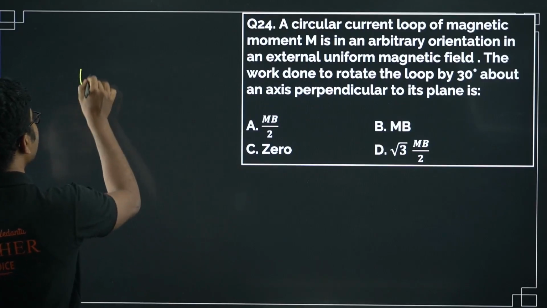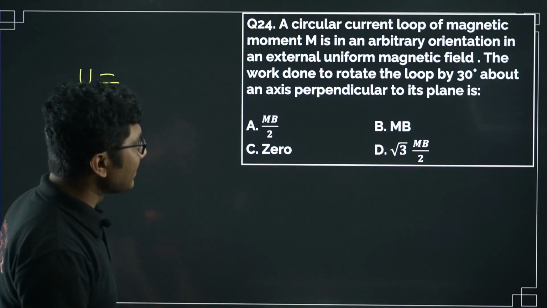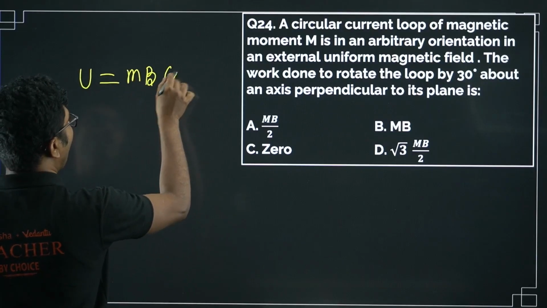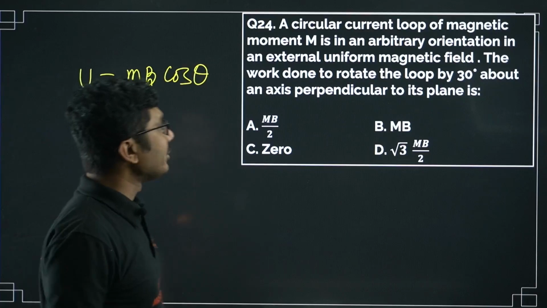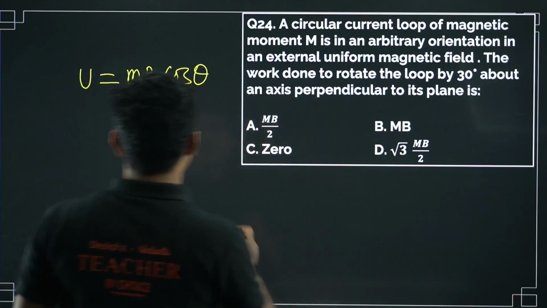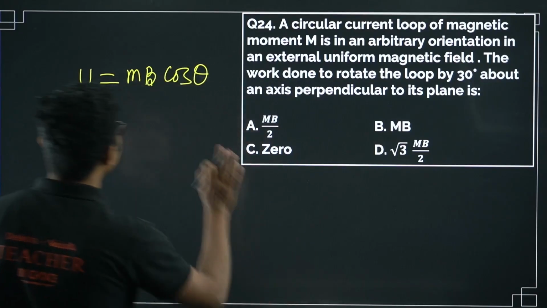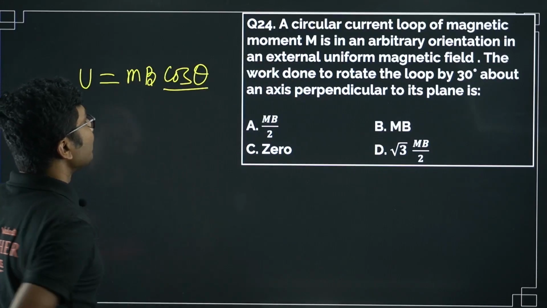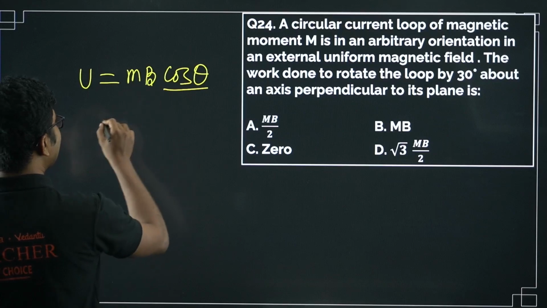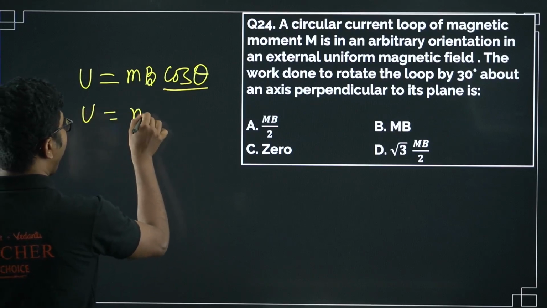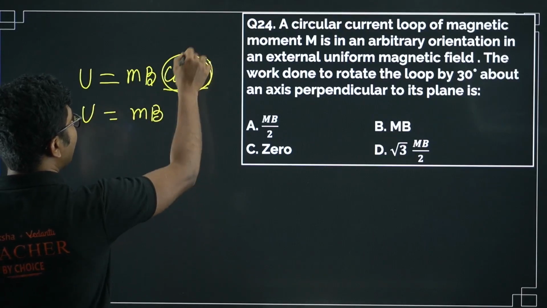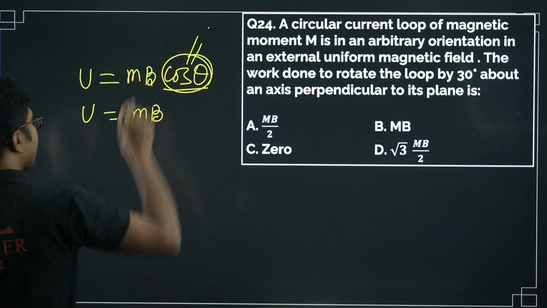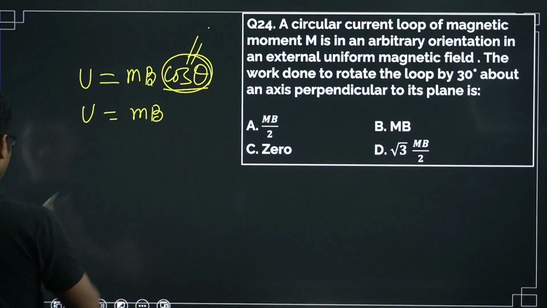What is the initial potential energy? Potential energy is basically, we know that, mB cos theta. So initially, suppose whatever is the arbitrary orientation, let us assume that it is basically mB cos theta. We have to consider the initial condition.